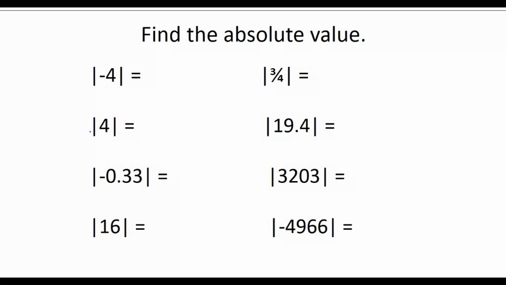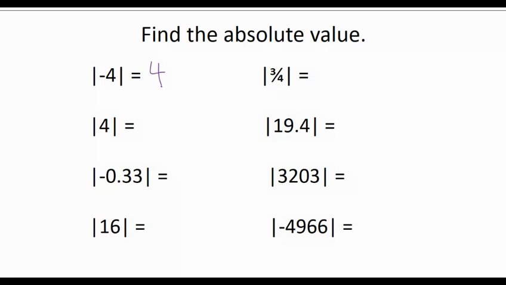So you might be like, what are those lines? When you see lines with something inside them, that means absolute value. So this first question, if I were to read it, is the absolute value of negative 4. Those two vertical lines mean absolute value. Remember, we said absolute value is always positive. So what's inside the absolute value symbols is a negative number, but to calculate the absolute value, we make it positive. So the absolute value of negative 4 is 4.